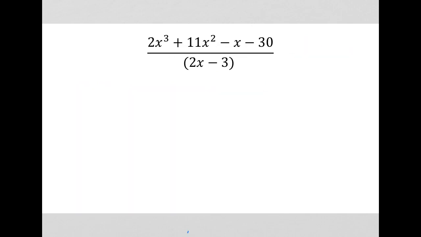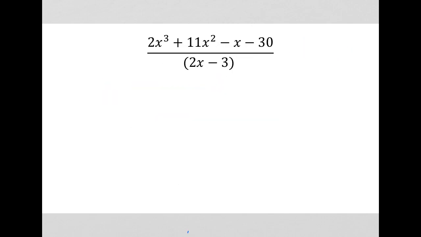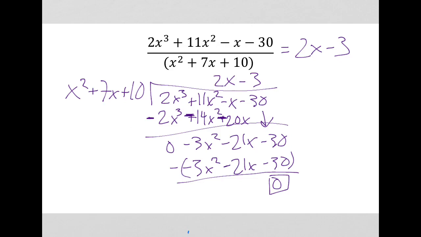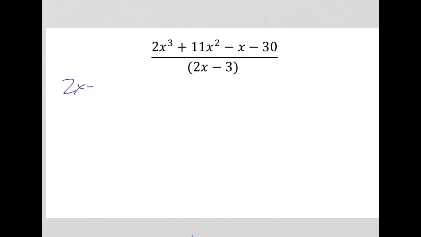So notice now this problem, how it differs from that last problem. Notice the numerators are the same. The denominator of this one I'm doing now was my answer to the last one, which tells me that my answer to this one should be x squared plus 7x plus 10. Let's make sure it is. So 2x minus 3 is being divided into 2x cubed plus 11x squared minus x minus 30.